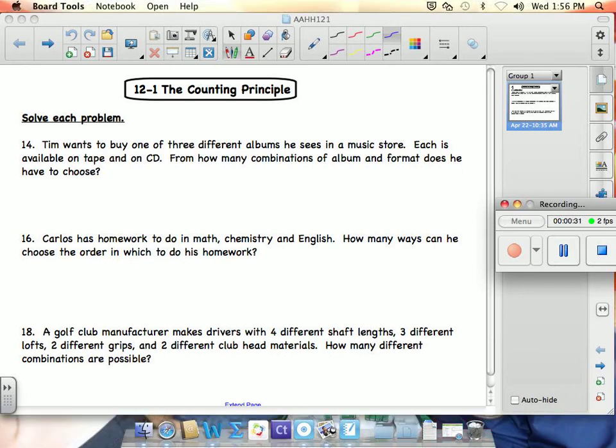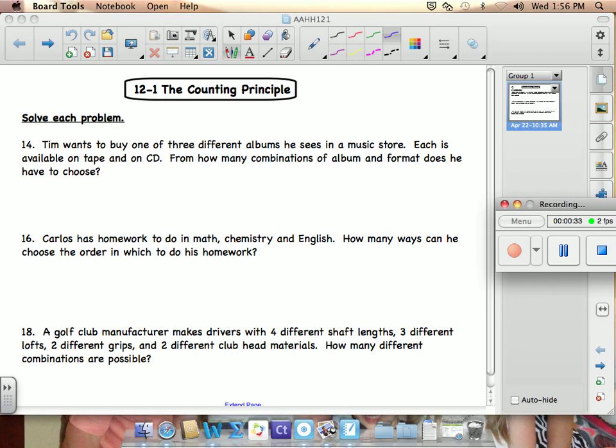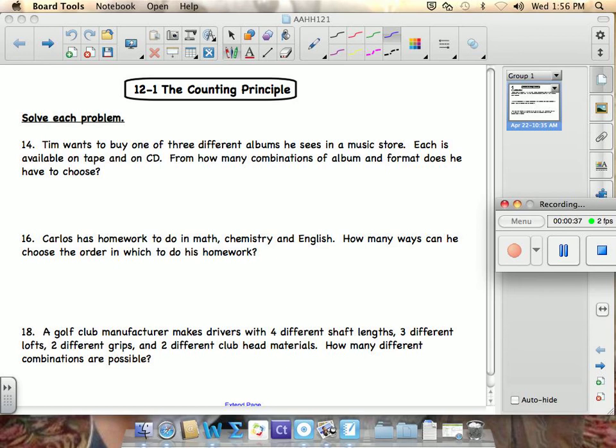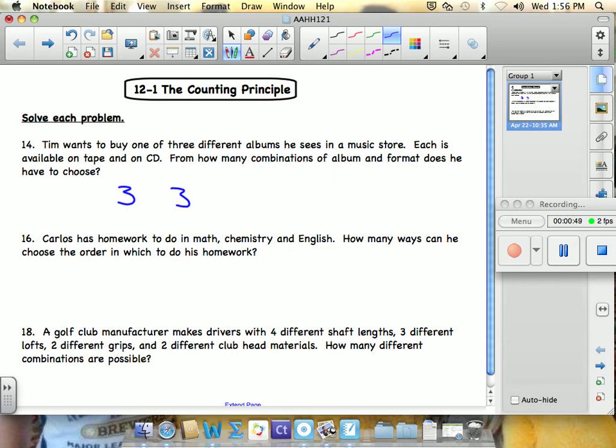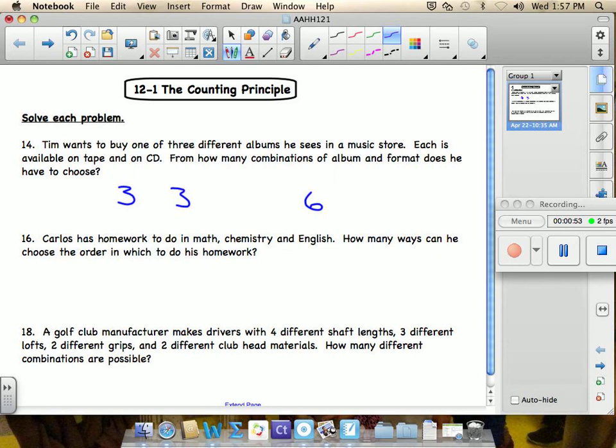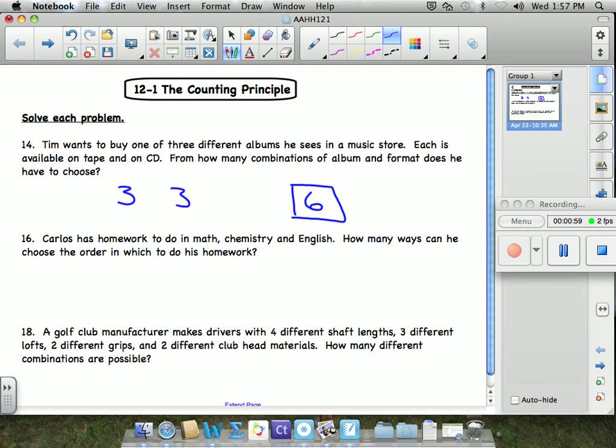So we want to buy an album, and we have 2 formats, either tape or CD. Well, how many do we have to pick from each? Well, we could pick any one of 3 tapes and any one of 3 CDs. So how many total is that? Well, 3 tapes and 3 CDs means we can pick from any of 6 different options. So there's our total for that particular situation.